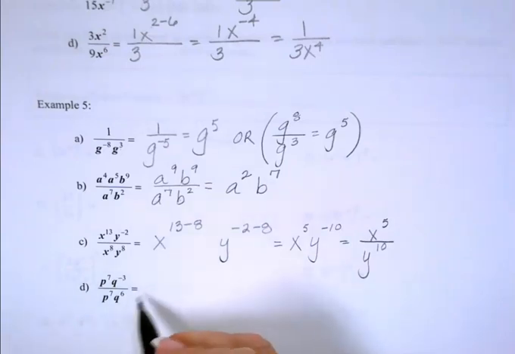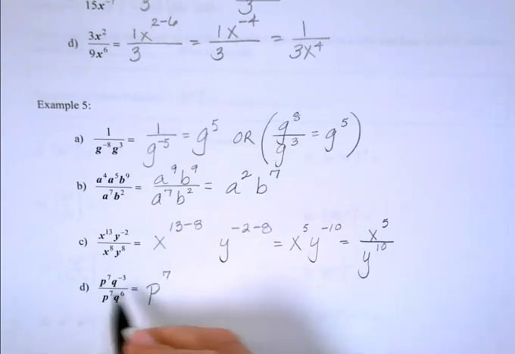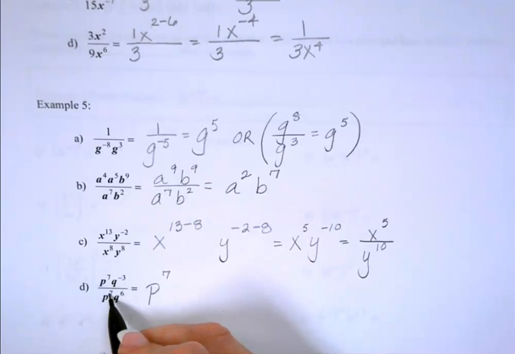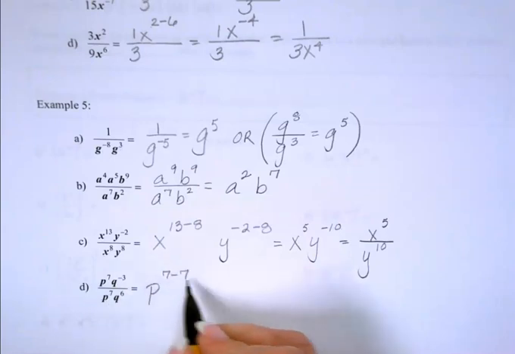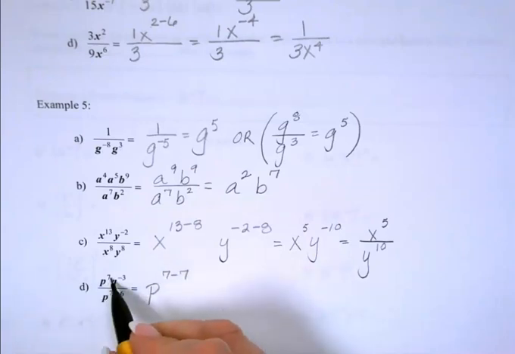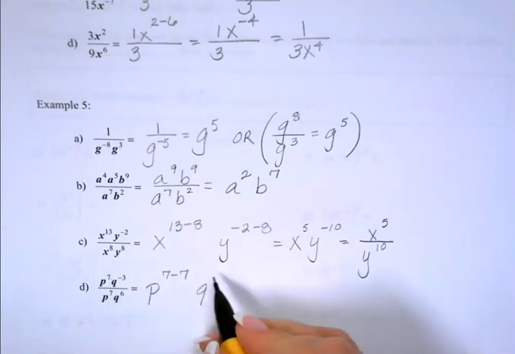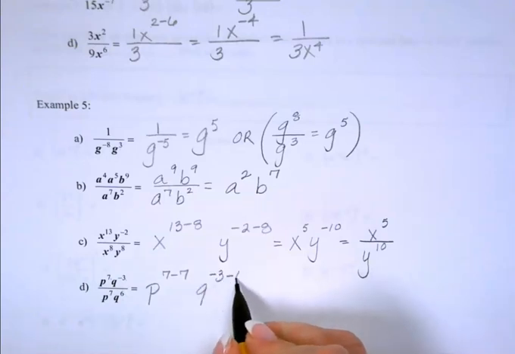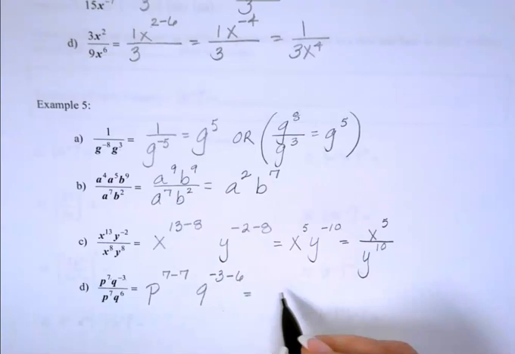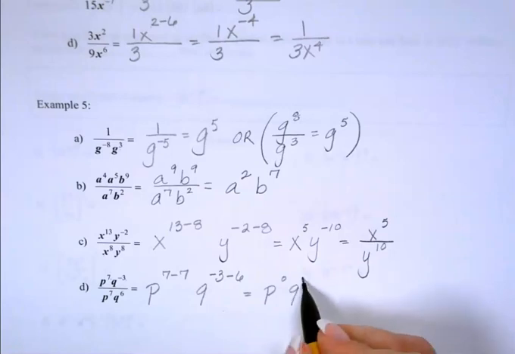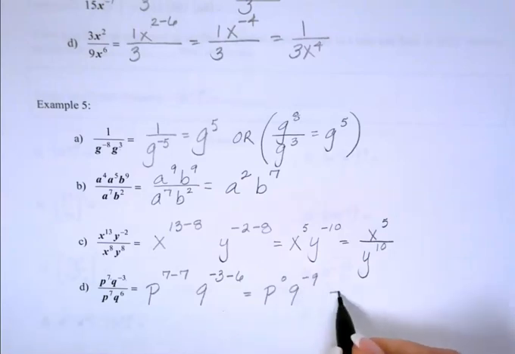Last example, I'm going to go ahead and subtract those. So these have the same base, so 7 minus 7. You always start with the exponent in the numerator and subtract the one in the denominator. And this will be q negative 3 minus 6. This is p to the 0 now. Q to the negative 9.